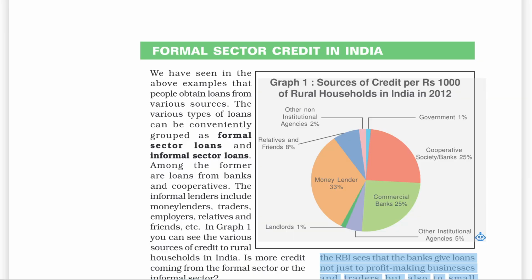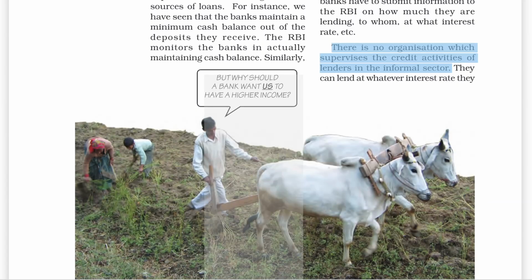The RBI sees that the banks give loans not just to profit-making businesses and traders but also to small cultivators, small-scale industries, to small borrowers, etc. Periodically, banks have to submit information to the RBI on how much they are lending, to whom, at what interest rate, etc. There is no organization which supervises the credit activities of lenders in the informal sector.